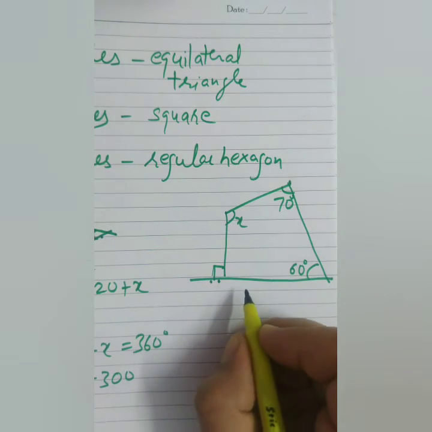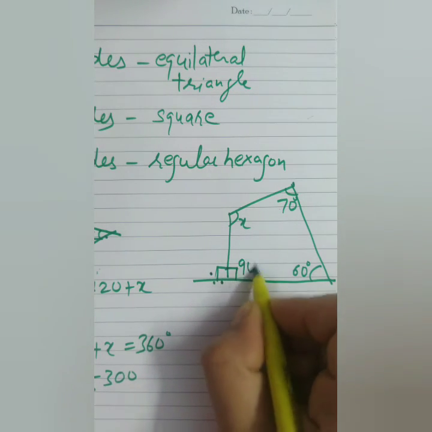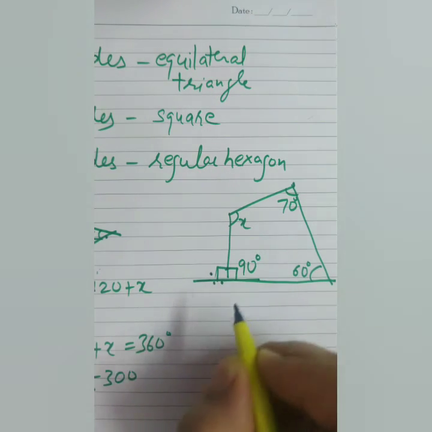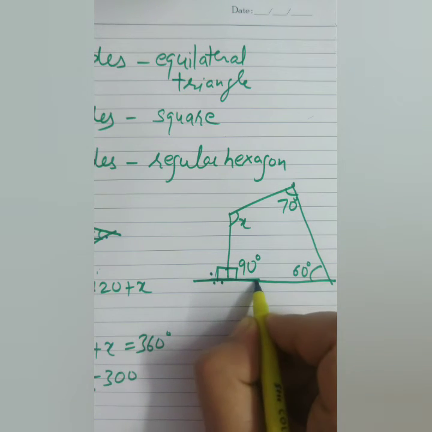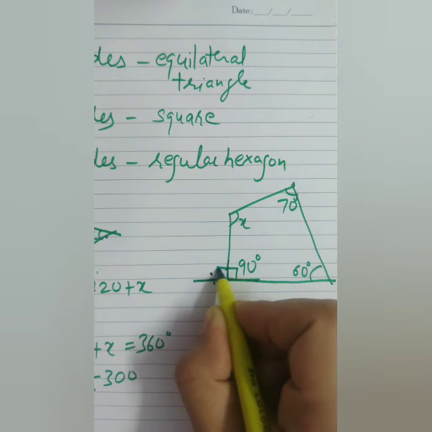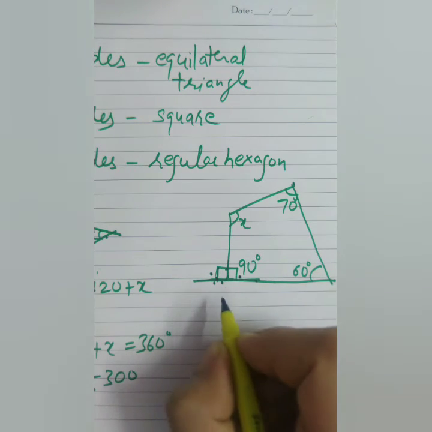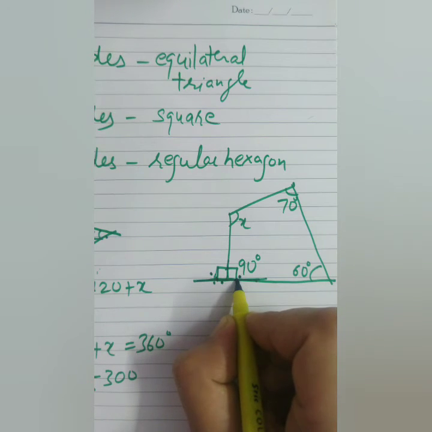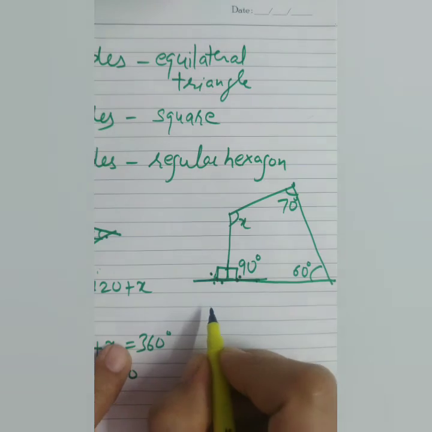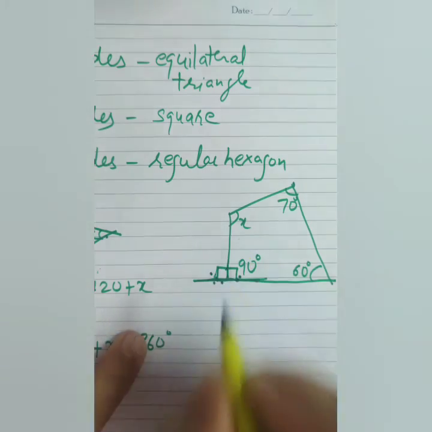Okay, so this is 90 degrees, so this one is also 90 degrees, because it makes a linear pair. Okay, so when this is a straight line and a line goes like this, and if it is 90 degrees on one side, then it will be 90 degrees on the other side too, because the whole angle becomes 180 degrees. Okay, so we have 90, we have 60, we have 70, and we have to find x.